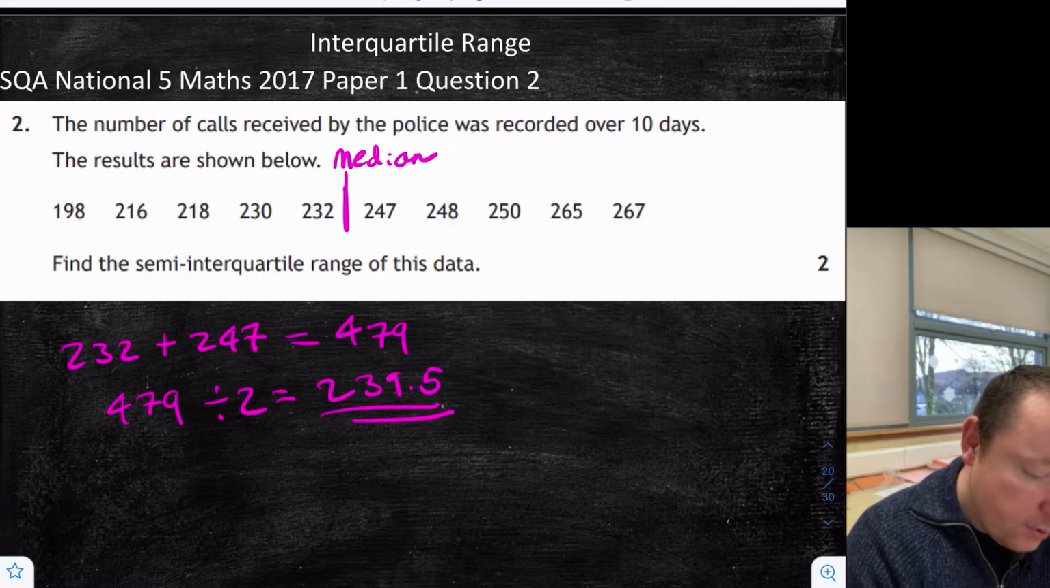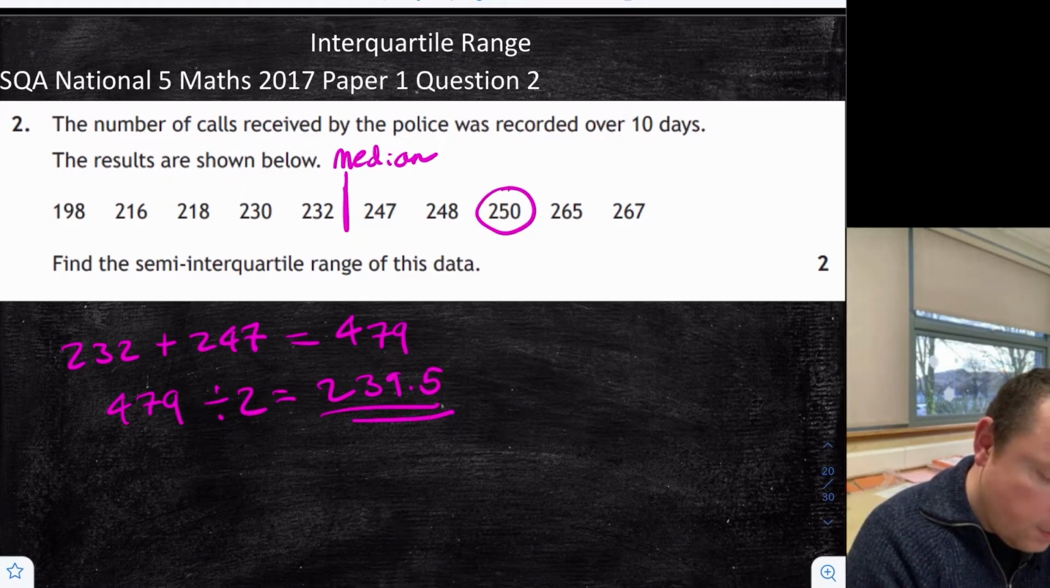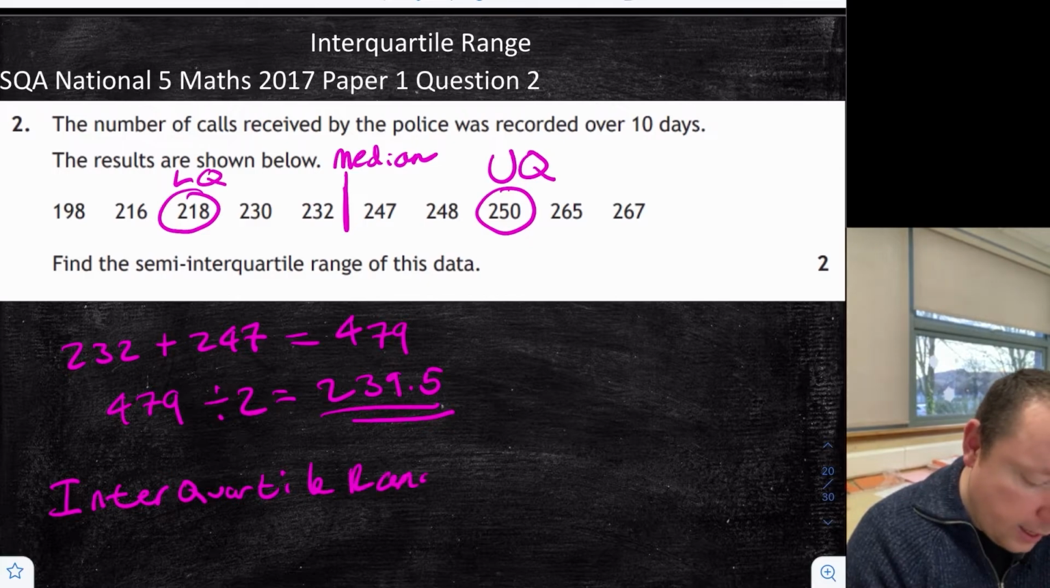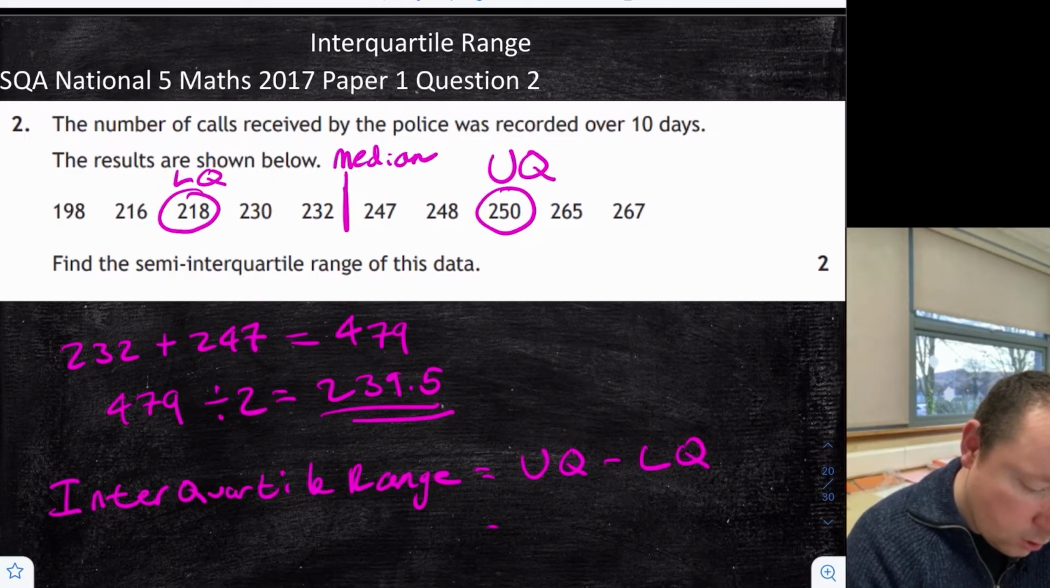But now we need the middle of the upper and the middle of the lower. So the middle of these numbers is clearly here, so I'll just circle that. That's my upper quartile. And the middle of the lower numbers is here, so that's my lower quartile. So the interquartile range, which is what you would be getting asked to do from this year onward, would be the upper quartile minus the lower quartile. So in other words, 250 minus 218, which is 32.